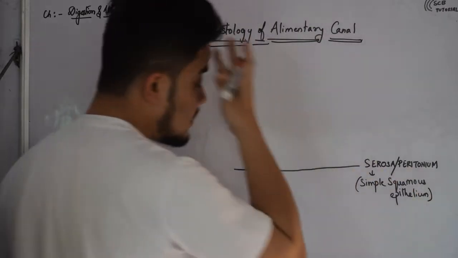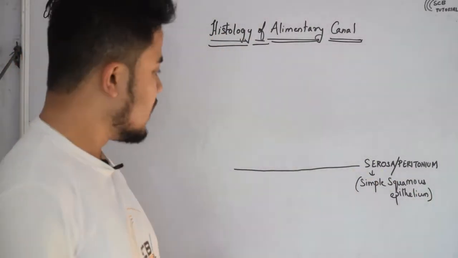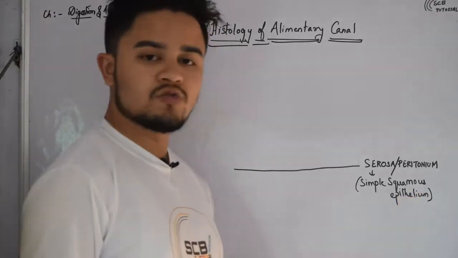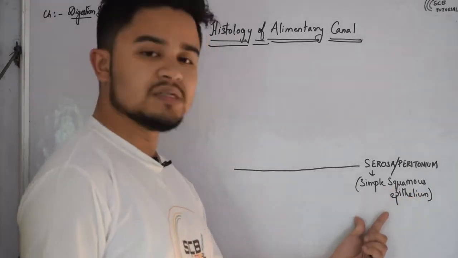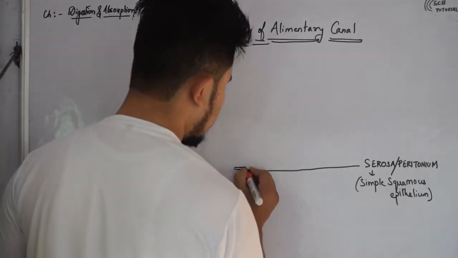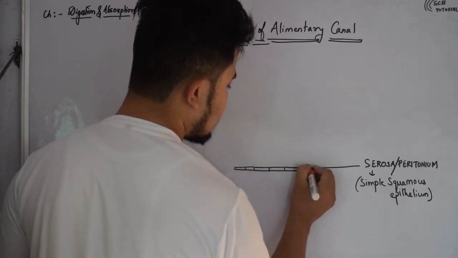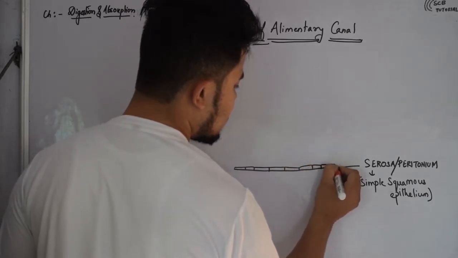This layer is basically a protective layer. That means it will cover the whole alimentary canal, and it is made up of simple squamous epithelium, and this layer secretes serous fluid. So this is the outermost layer of the alimentary canal, and it is called serosa or peritoneum.